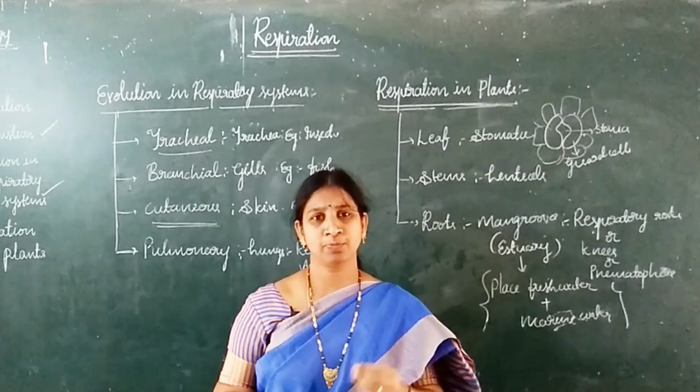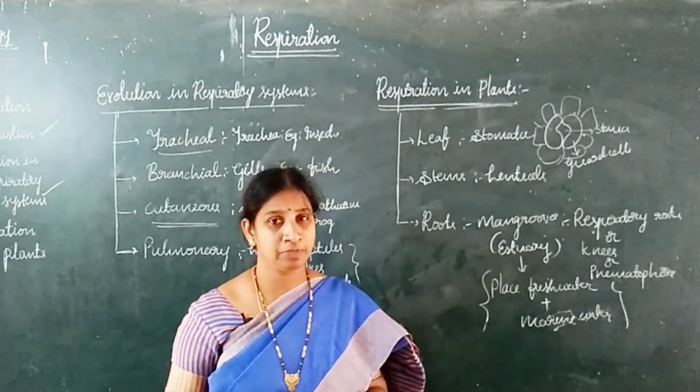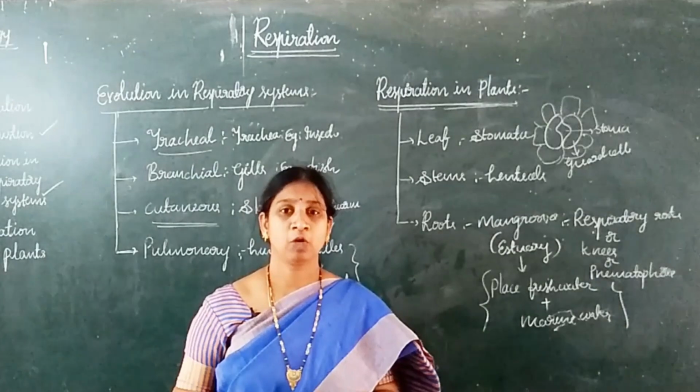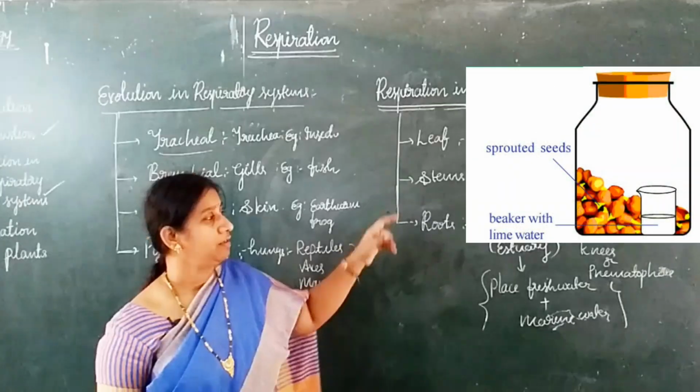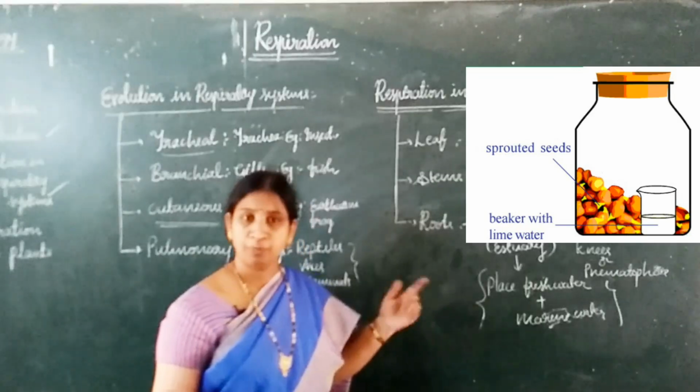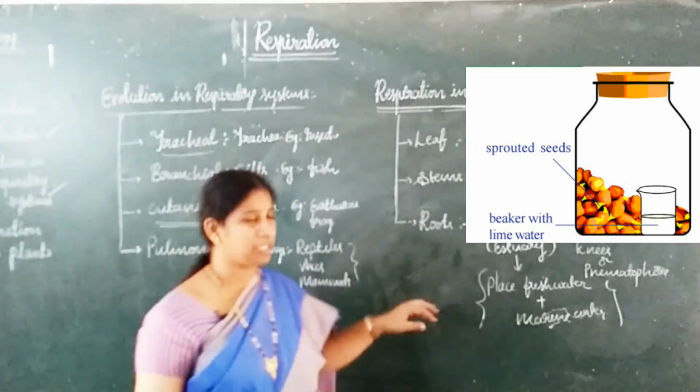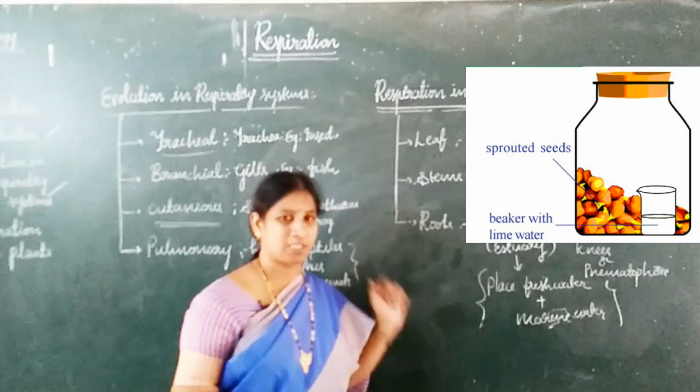So now let us see a small experiment. How can we prove that heat and carbon dioxide are liberated during respiration? Okay, let us see this apparatus, then you can understand. To prove that carbon dioxide is released during respiration in plants, there is a small experiment.